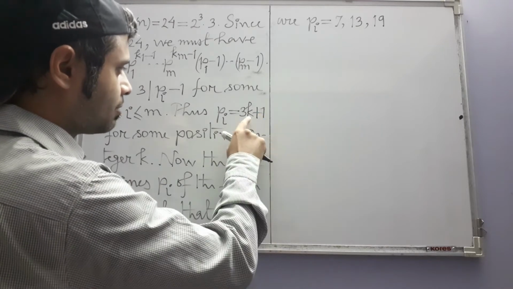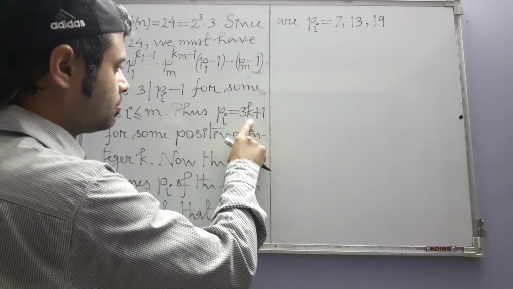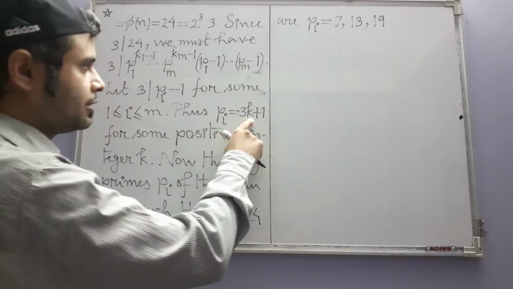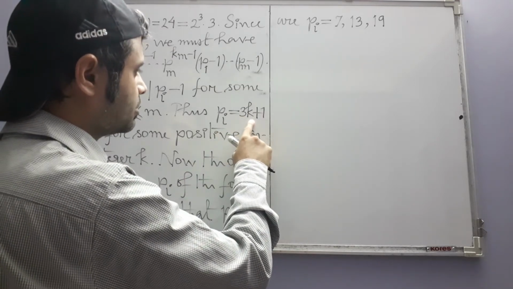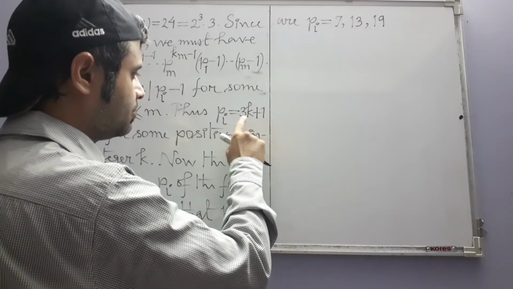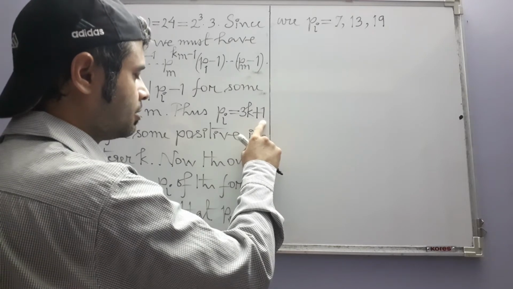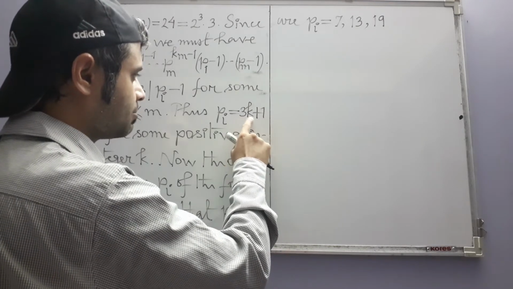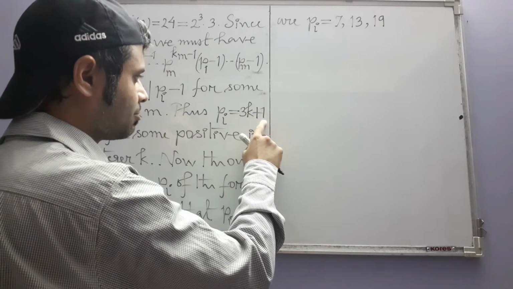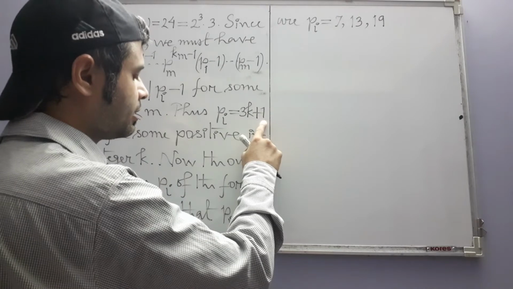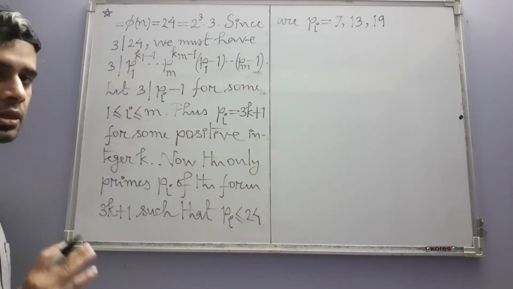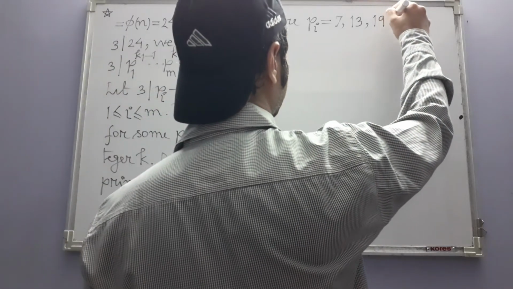Can we take higher values of k? Because we have already reached 19. So 19 we are getting by putting k equal to 6. 3 times 7 plus 1 is 22, not a prime. 3 times 8 plus 1 is 25, not a prime. 3 times 9 plus 1 is 28, not a prime. 3 times 10 plus 1 is 31, that is a prime, but we have already exceeded 24. So these are the only possibilities. Okay.